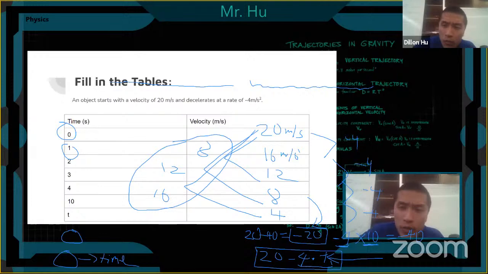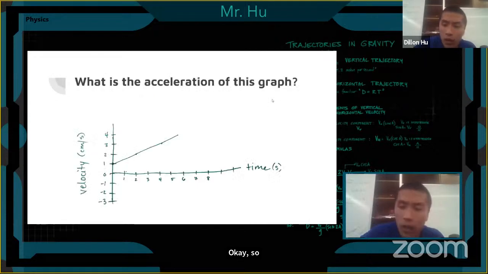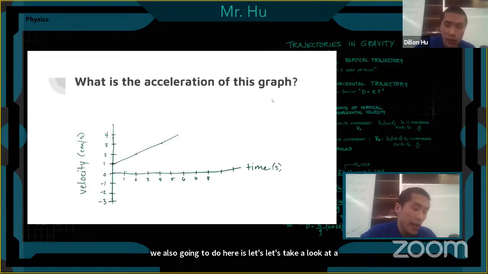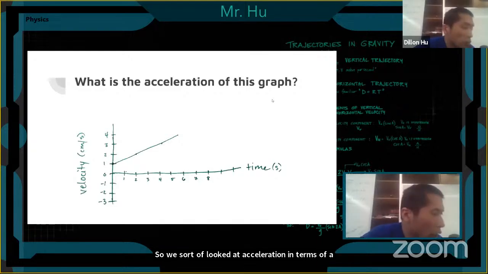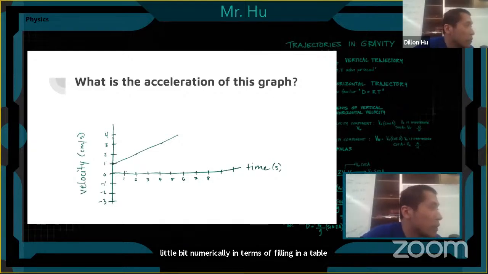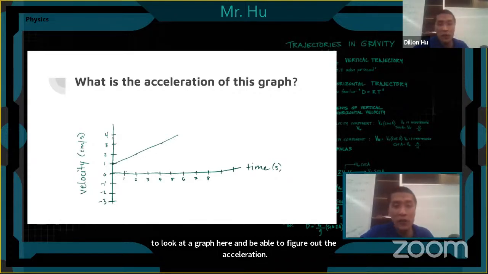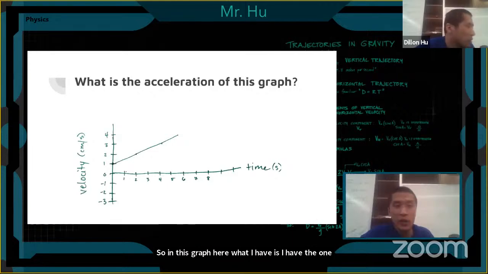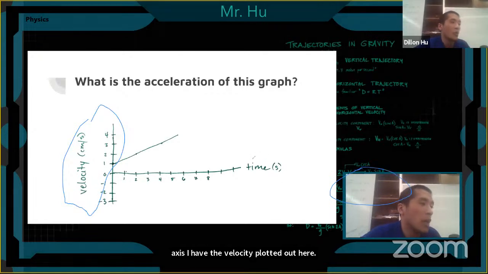Okay, so what we're also going to do here is take a look at a graph. We looked at acceleration a little bit numerically, in terms of filling out a table. I also want to be able to look at a graph and figure out the acceleration. So in this graph, I have the velocity plotted on the y-axis, and we have the time here. And I want you to figure out the acceleration of this graph.